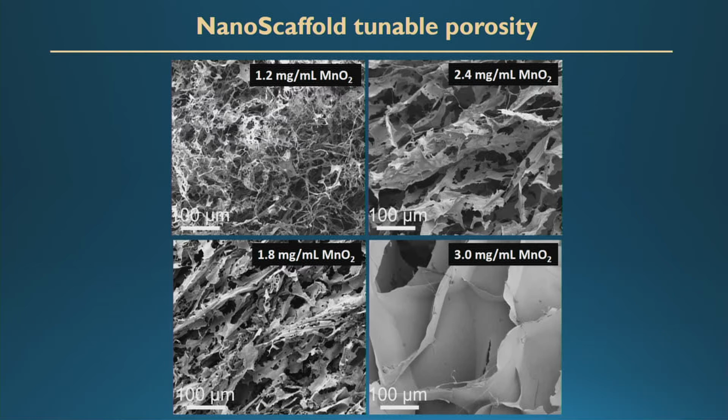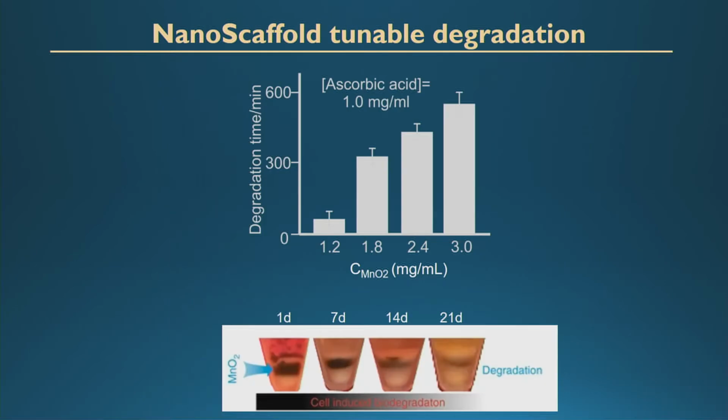We also wanted to see how this affected the degradation of our scaffold. On this graph above, you can see a very simplistic way of assessing degradation: just placing the scaffold in an acidic solution and assessing how long it takes for it to be completely degraded. If we use lower concentrations of manganese dioxide, you see that the scaffold is degraded very fast.